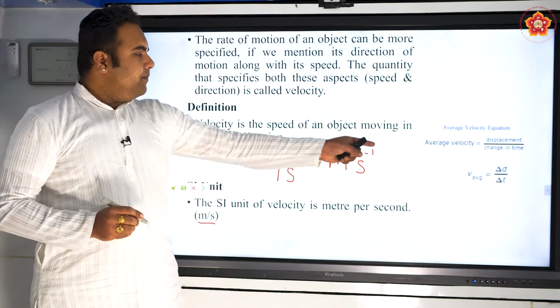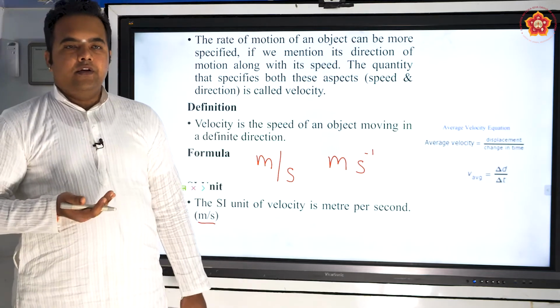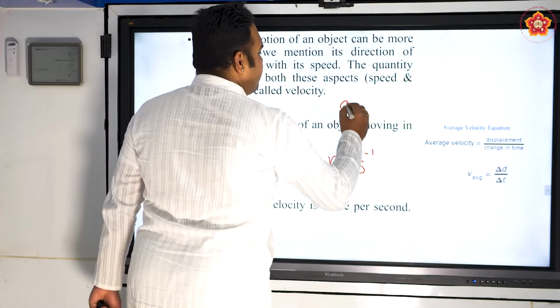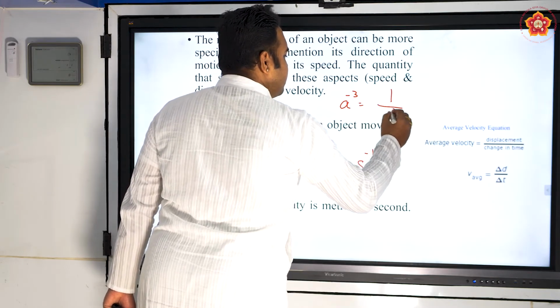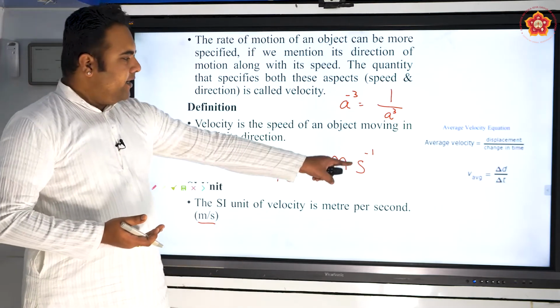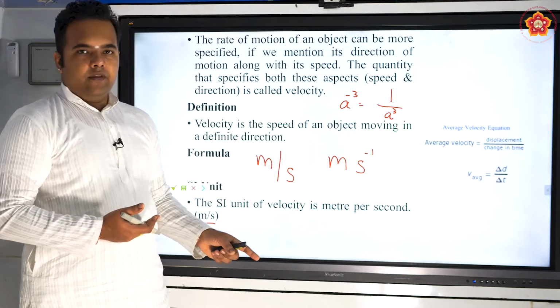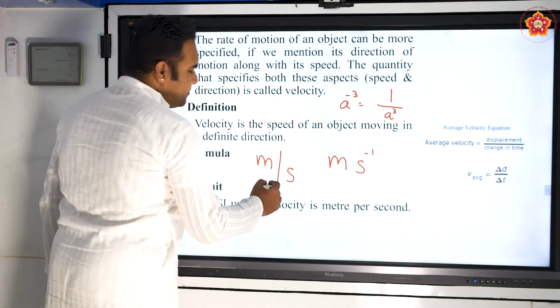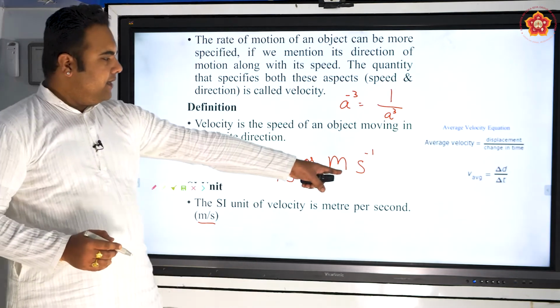Whenever in the power there is a negative number, it means it comes to the denominator. So when I write a to the power of minus 3, it is 1 by a to the power of 3. So s to the power of minus 1, second to the power of minus 1, is 1 by second. So meter by second. So either you can write meters per second like this, or meters per second can also be written like this.